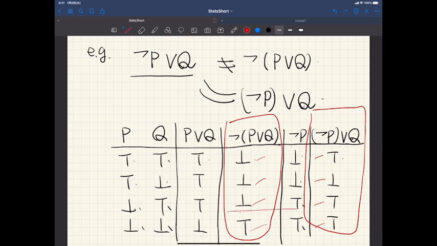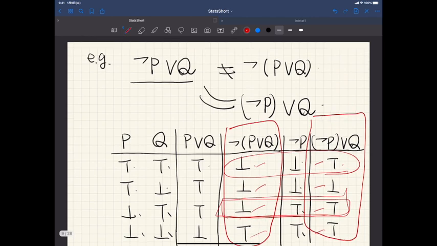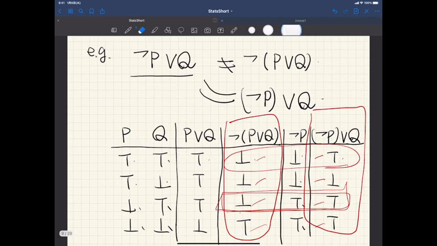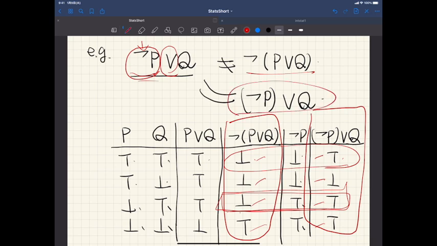So apparently, in this line, this case, they're different. And also this case. So in general, this unary operator binds more strongly than this binary operator. So that's why this does not mean this, but this.